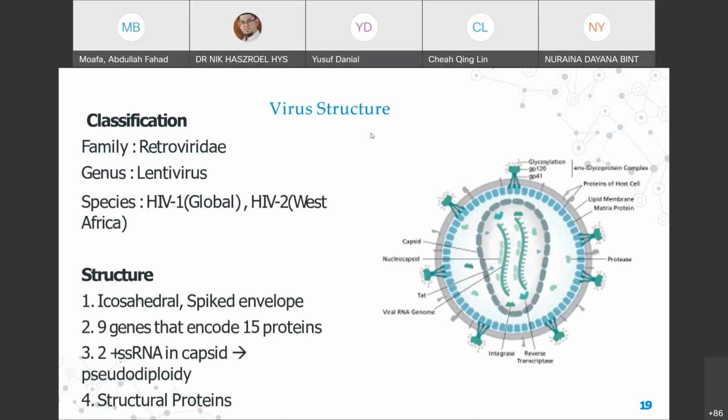Okay, now I'll be moving on to the viral structure. The HIV virus belongs to the family Retroviridae, the genus lentivirus, the species HIV-1 for the global classification. If we want to be particular about HIV in West Africa, it's HIV-2. So how do we describe the structure? We describe it as an icosahedral spiked envelope. It has 9 genes that encode 15 proteins, which we will take a look at after. Of course, we already learned all of this. It has an RNA capsid, is pseudo-diploid, and has the structural proteins that make up the whole virus.